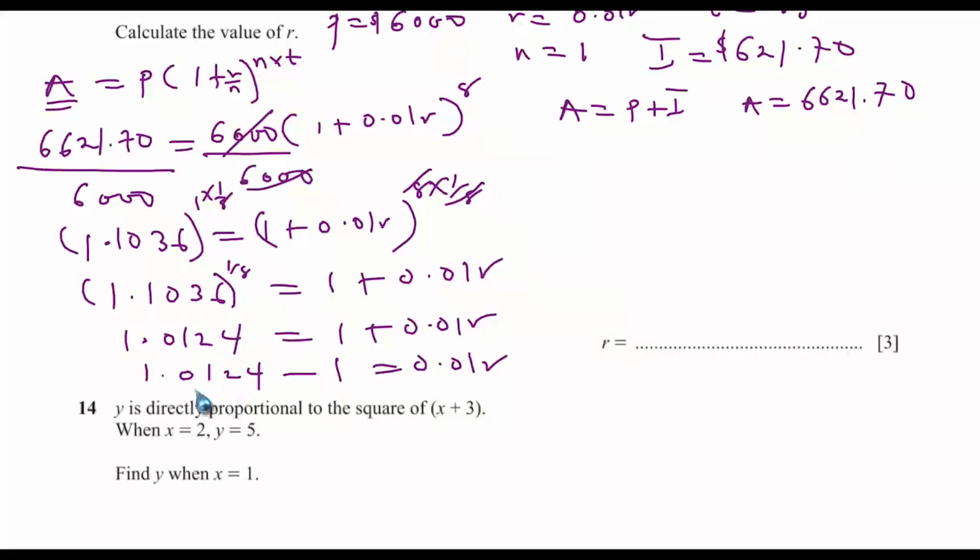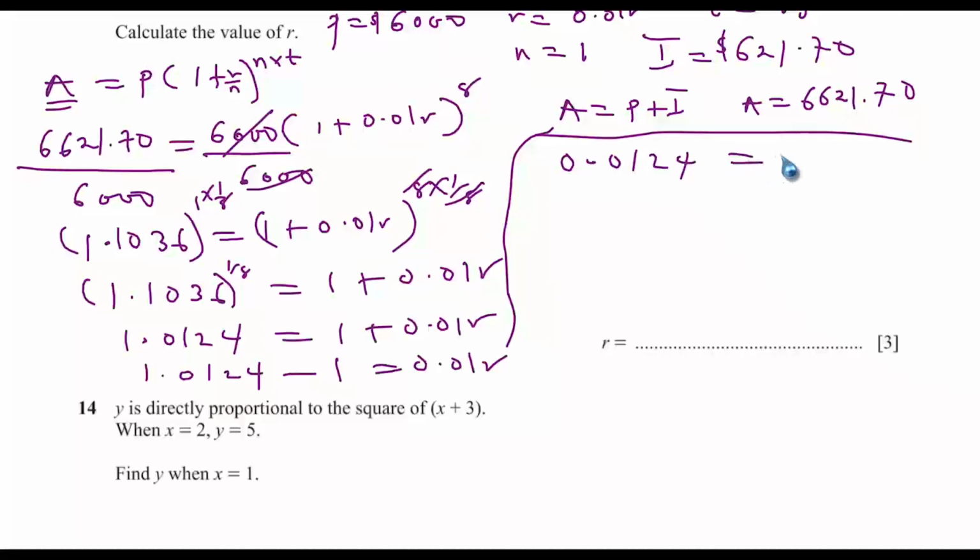If you subtract 1 from this, you'll be left with 0.0124 equals 0.01R. Finally, divide both sides by 0.01, so this cancels this, and we are left with R. If you divide this by this, you get 1.24. So that means the rate is 1.24.